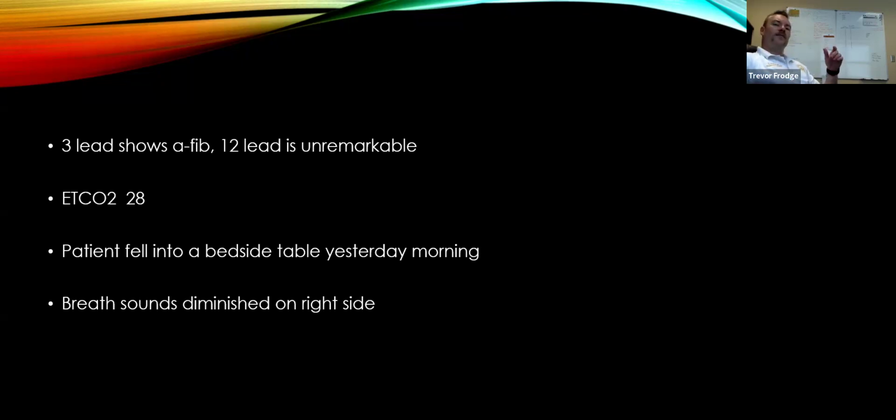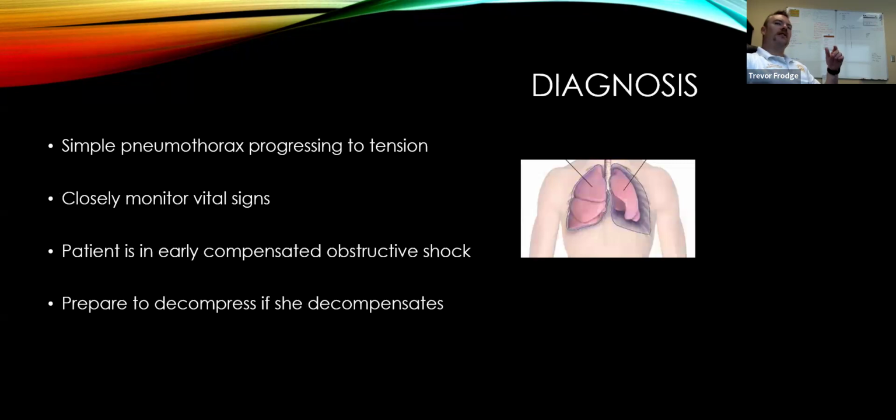But when in fact, this patient has diminished lung sounds on one side. She actually has a pneumothorax from a very benign fall. So it's a simple pneumothorax progressing to a tension. Now we're in a whole different ballgame. This is why high flow O2 and transport does not work. We have to take a second and do a thorough assessment to figure out the exact cause.